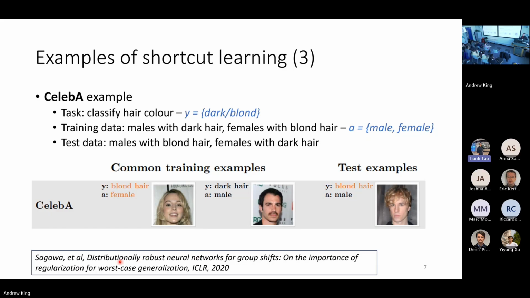This was from the same paper that did the waterbirds example, by the way. And this was a paper that proposed a method called group DRO, group distributionally robust optimization, which is a method for dealing with shortcuts and biases. And I think Akshit's going to mention that briefly later on.